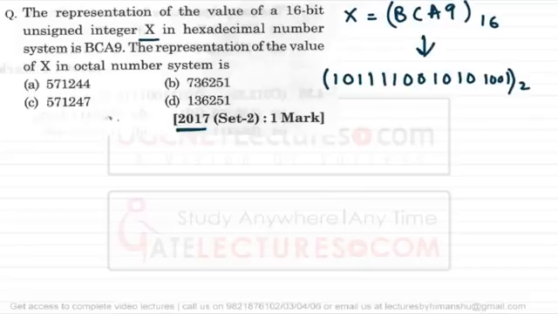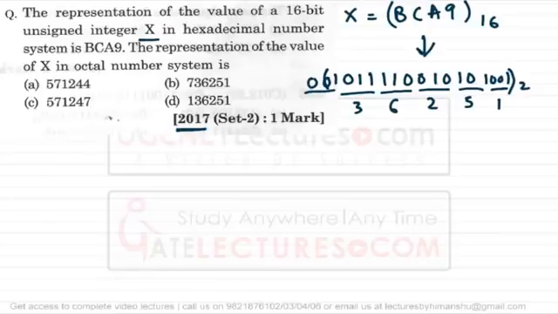Now you have to convert it into the octal number system. To convert into octal, we start making groups of 3 starting from the LSB. 001 is 1, 101 is 5, 010 is 2, 110 is 6, 011 is 3, and since we have one digit left, I am appending 2 zeros. This becomes 1. So the answer is going to be 136251. This is the representation in octal number system. So the answer is going to be option D.